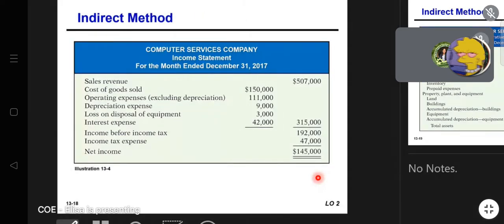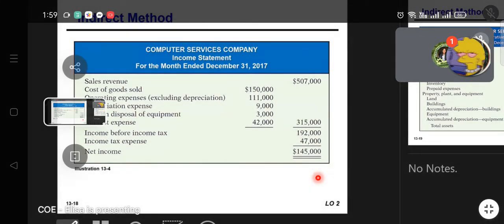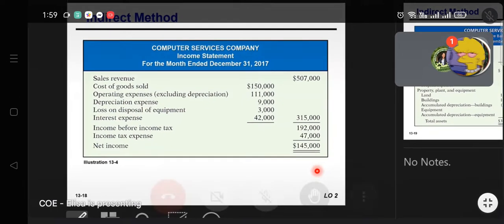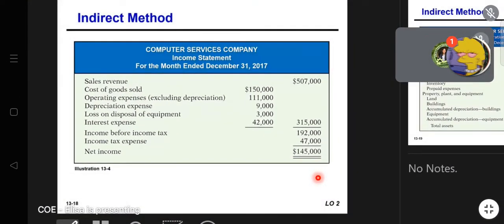Let us use this sample statement. So, this is the income statement of Computer Services Company, income statement for the month ended December 31, 2017. Then you have your sales revenue, 507, cost of goods sold, 150, and then operating expenses excluding depreciation expense.